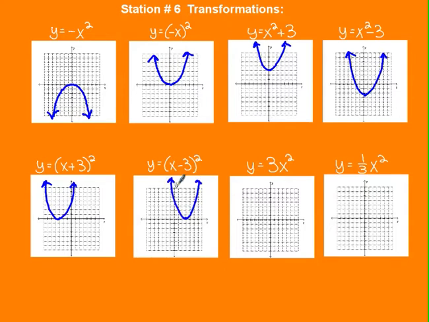Looks something like this. Now, a number out front makes it stretch vertically, so we have a skinny, skinny little parabola. And that's going to happen when whatever's being multiplied out front is bigger than 1. If you have a fraction that's between 0 and 1, then it's going to compress it, or as we say, smush it, to where it looks something like this.